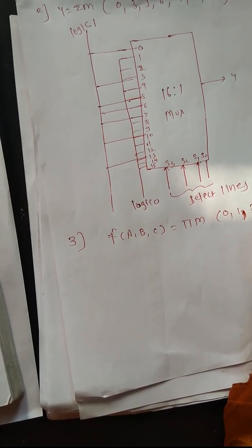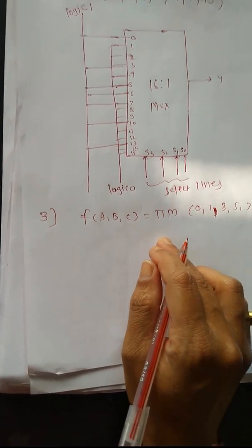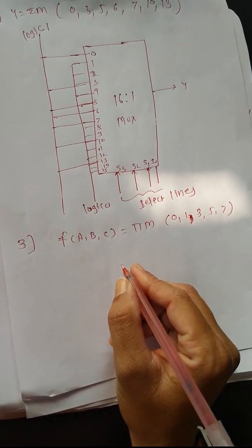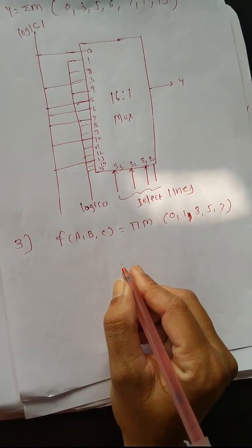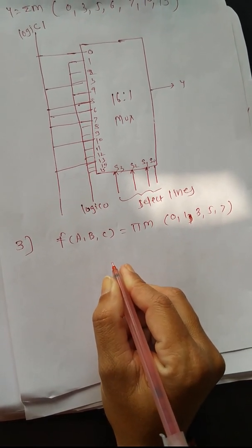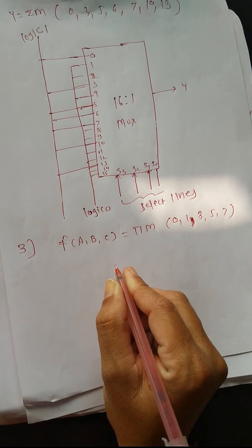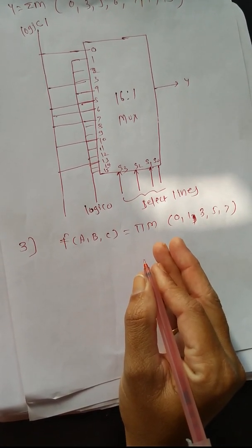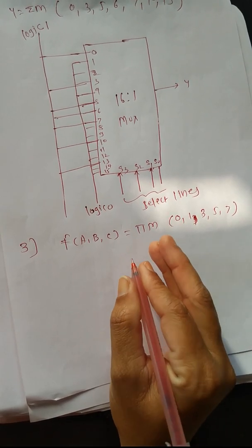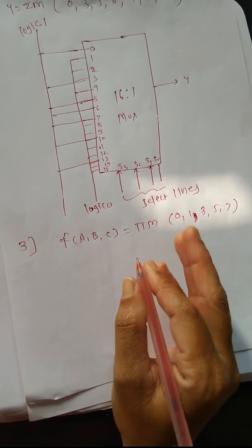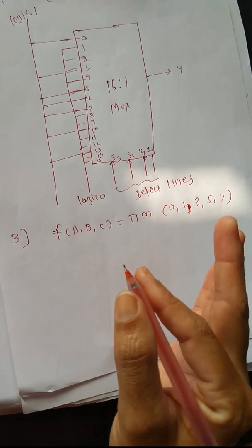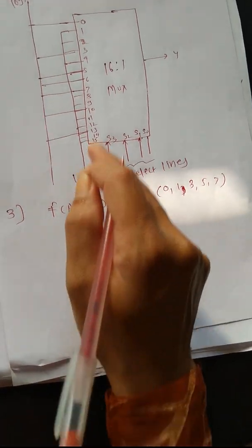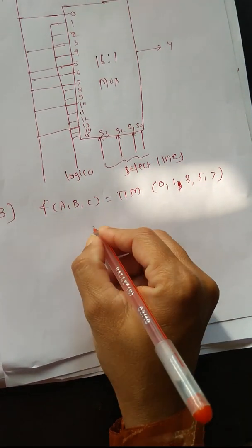Next problem, the third: f of a comma b comma c is equal to pi m 0, 1, 3, 5, 7. Pi m means that the expression is in POS form. Here max terms are given, so you have to connect the corresponding D inputs, that is D0, D1, D3, to logic 0, and the remaining lines are connected to logic 1. This is the only change between SOP or POS, or between minterm and max term.